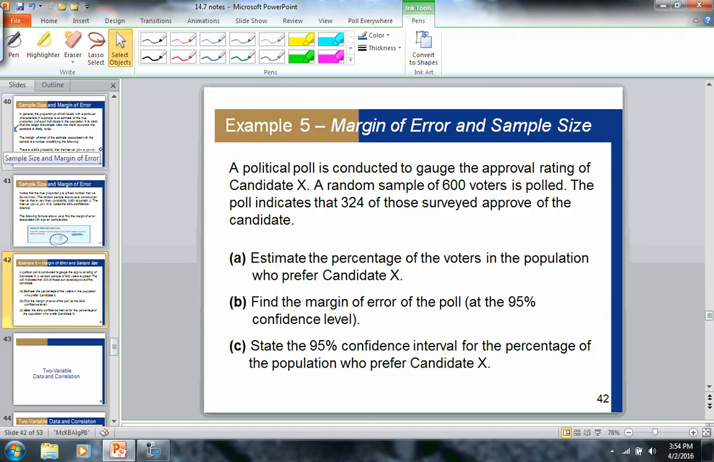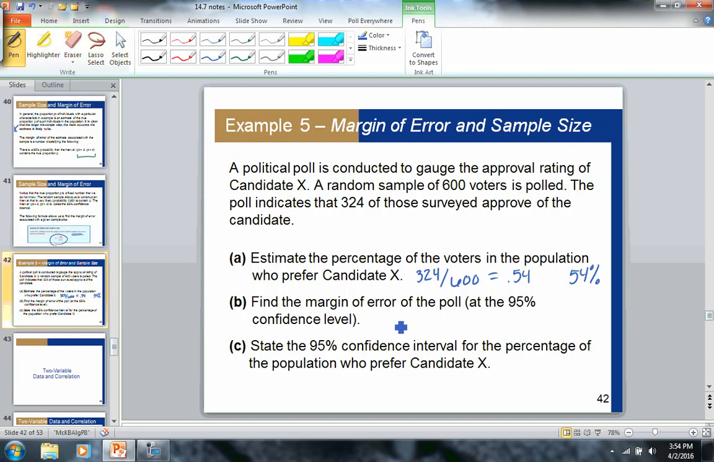Okay, so a political poll is conducted to gauge the approval rating of candidate X. A random sample of 600 voters is polled. The poll indicates that 324 of those surveyed approve the candidate. So for part A, we're going to estimate the percentage of voters in the population who prefer the candidate. Well, we'll just take 324 and divide it by 600. Okay, so that's going to be 0.54 or 54%.